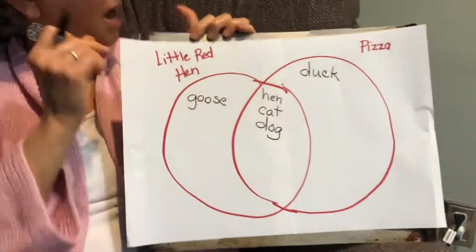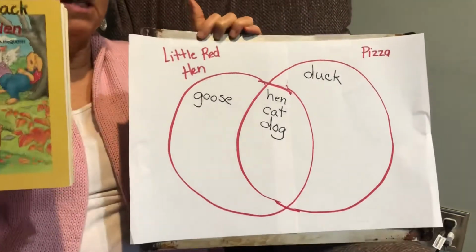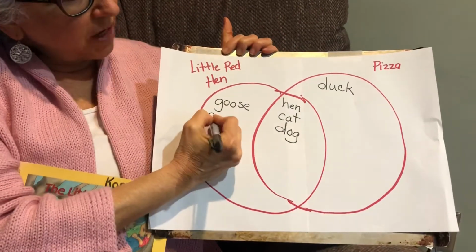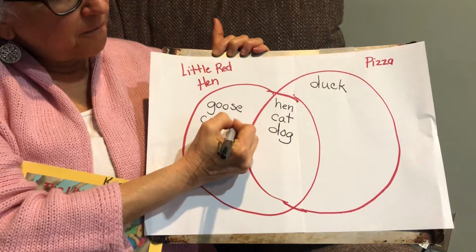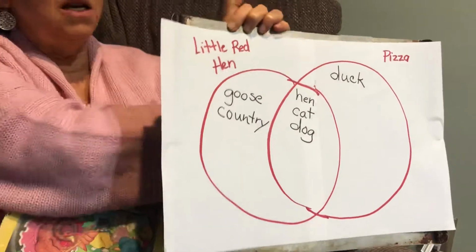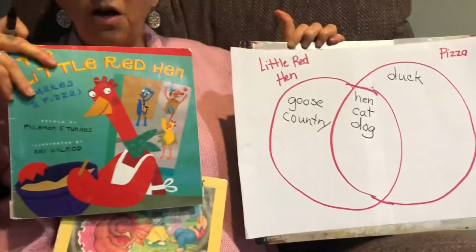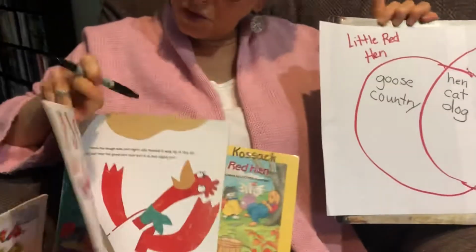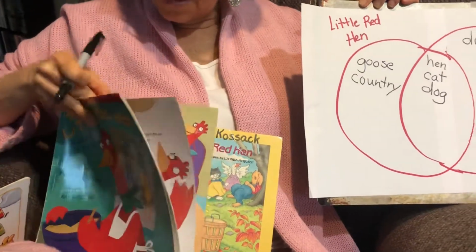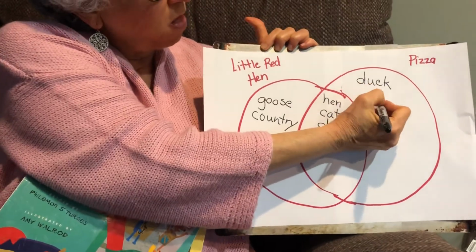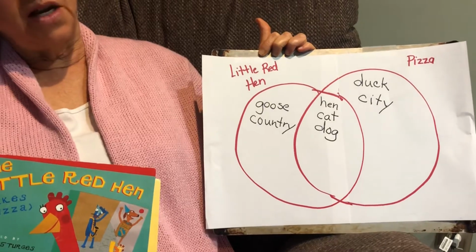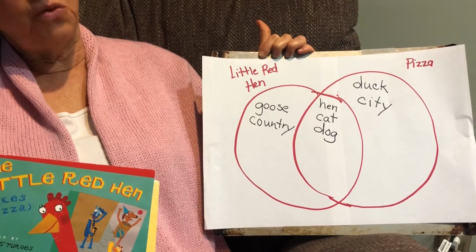In The Little Red Hen, what was the setting? Where were they? They were in the country. In The Little Red Hen Makes a Pizza, where were they? We know, looking for a picture that'll show it, that they were in the city. Very good.